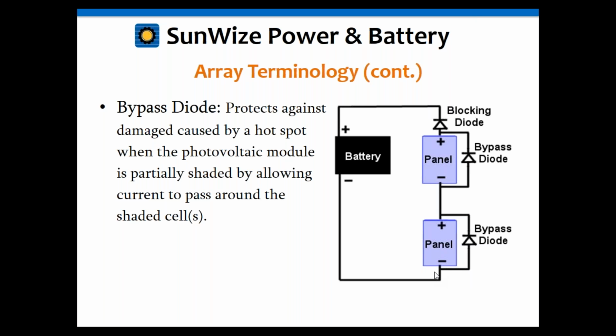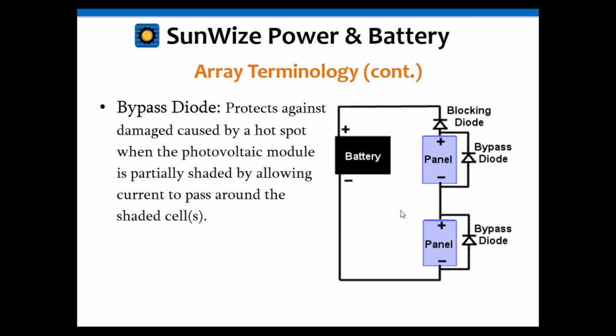So any current coming this way is blocked. But if the cell is shaded, it will allow this diode to open up, allowing this module to be bypassed. So the current can still flow through this one, but not this one if there is a shaded cell. We've actually recently done a tech note on this as well. That's up on our website talking about this.